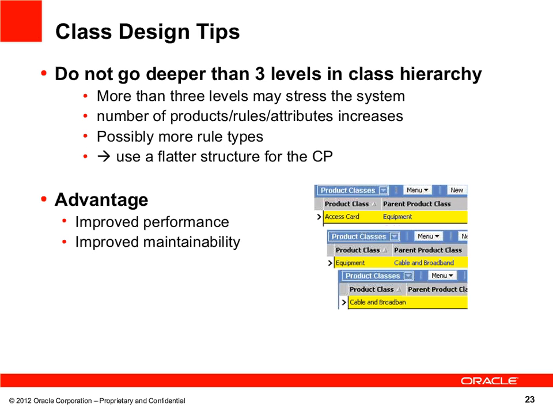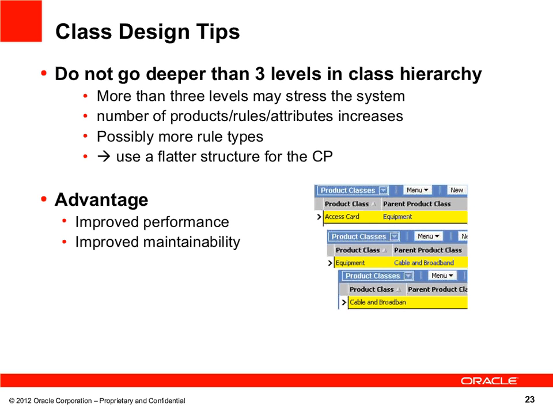Next tip regarding classes is you should not go deeper than 3 levels in a class hierarchy. The screenshot here, for instance, shows an example where we have a product class with the name access card and a parent product class equipment. Equipment itself has a parent product class cable and broadband, and cable and broadband then is the real root class. So that's actually the maximum we would recommend. Don't go deeper than 3 levels.